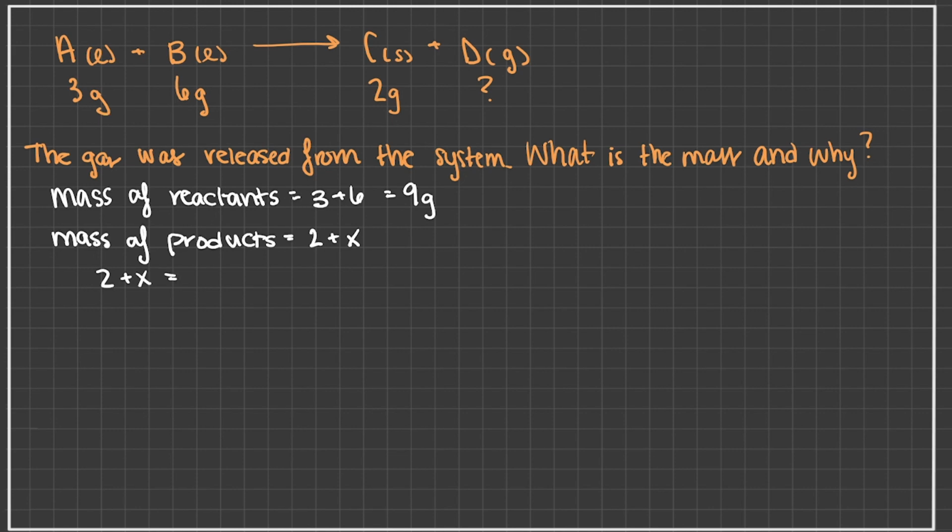And because I previously mentioned that mass of products equals mass of reactants, we're going to be able to equate 2 plus x to 9. So this allows us to find our variable x, or the amount of grams of compound D that we have. Now we're just going to solve for x regularly, and we're going to see that x, or the mass of our gas, equals 7.0 grams.